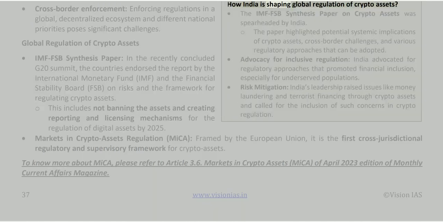Shaping global regulation of crypto assets. The IMF FSB synthesis paper on crypto assets was spearheaded by India. The paper highlighted potential systemic implications of crypto assets, cross-border challenges, and various regulatory approaches that can be adopted.